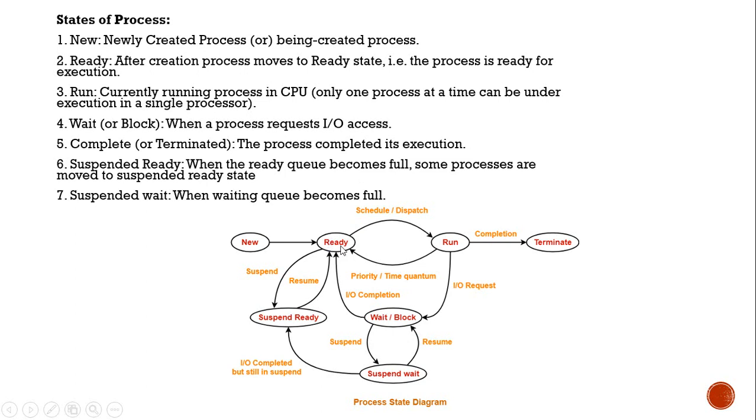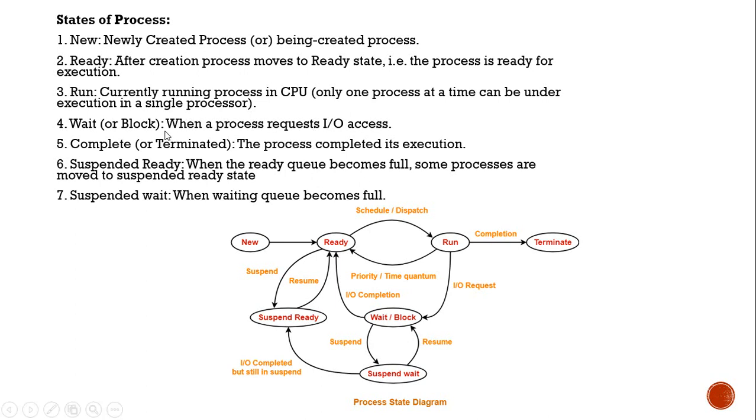Then how can one process get selected from the ready state to be placed in the running state, or how can a process be allotted the CPU? That is based on your scheduling algorithms. Okay, so with the help of scheduling algorithms we can select one process, and then with the help of the dispatcher that process will be loaded into the CPU.